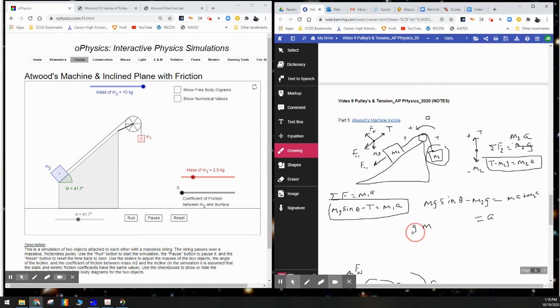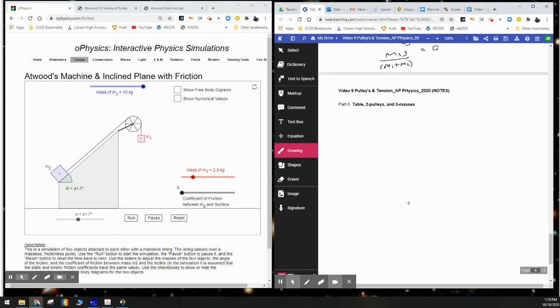All right, so to solve for acceleration, we have acceleration is going to equal, it looks like the g's can cancel out or factor out. So we have here m1 sine of theta minus m2 divided by m1 plus m2. All right, and that's how we find the acceleration on the inclined plane. Okay, and we'll have some simulations where we have to use this.